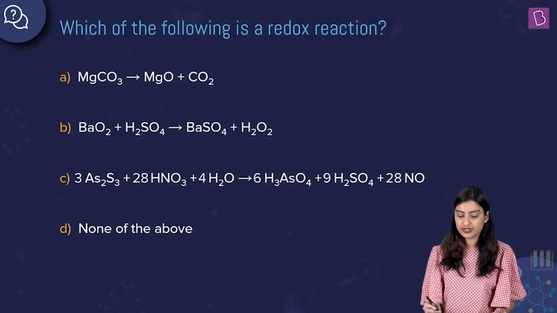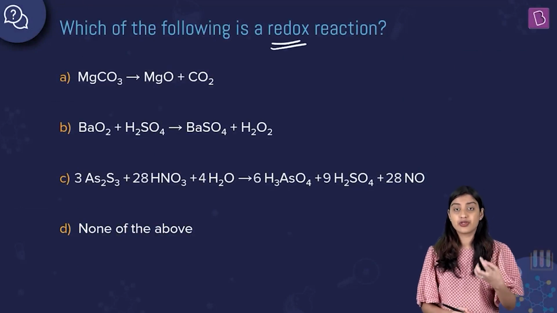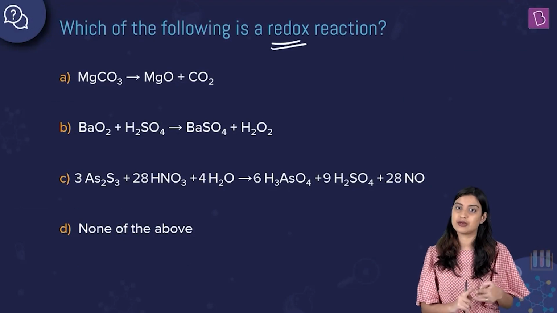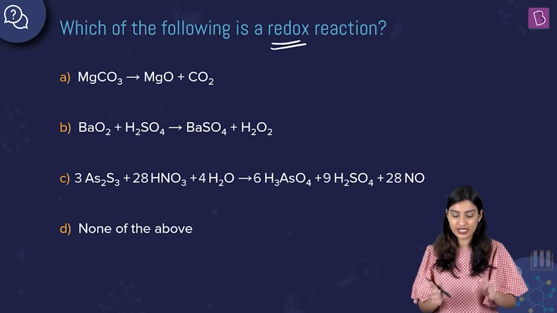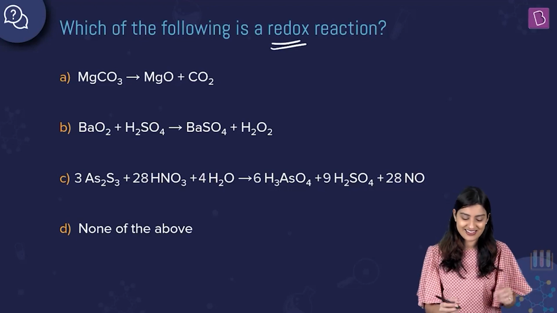Okay, so here they're saying which of the following is a redox reaction. So basically for it to be a redox reaction, you need to ensure that there is reduction happening and there's oxidation happening. Both of these need to happen in the same reaction. Only then can you call it a redox reaction, right? Simple. Let's look for it.